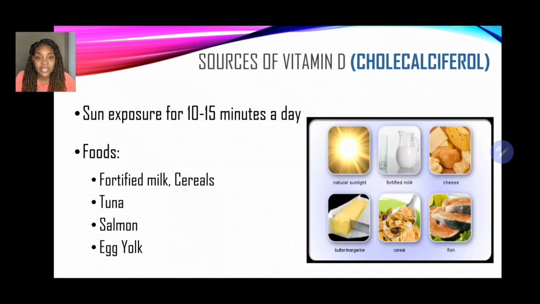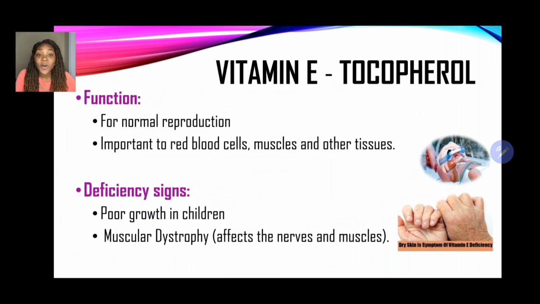Now, food sources are fortified milk and cereals. So milk and cereals that are fortified with the nutrient vitamin D, tuna, salmon, and also egg yolks are examples of food items that are rich in vitamin D. You also have margarine or butter there that is also fortified with vitamin D. Now, our next fat-soluble vitamin is vitamin E. And the scientific name for vitamin E is tocopherol, right?